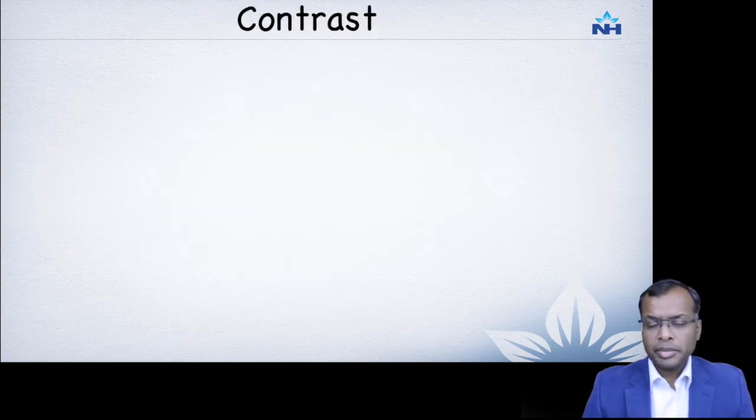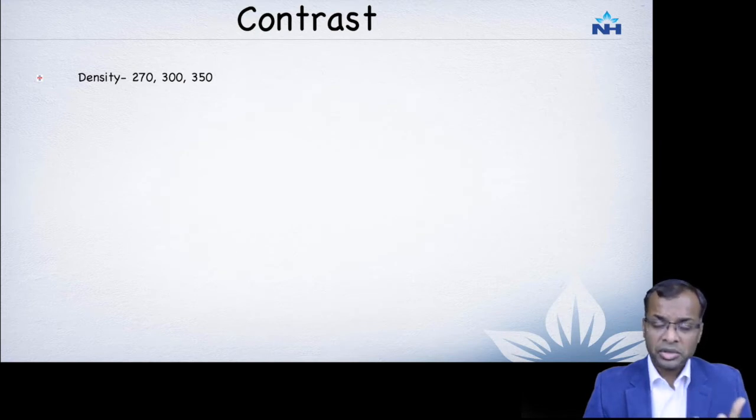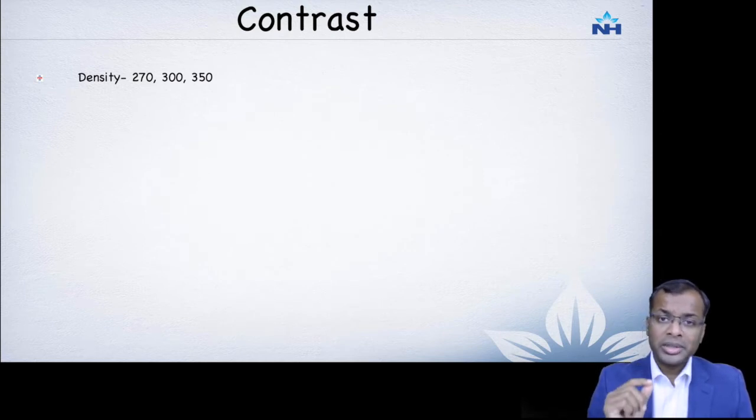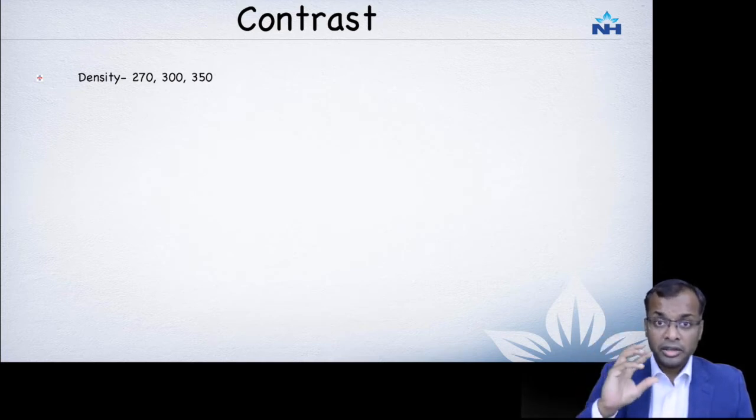The next important parameter which comes is contrast. We can have different densities of contrast: 270 or isoosmolar contrast, 300 or 350 density of contrast. Low density, if you use 270, you have to reduce the kV. By reducing the kV, the contrast versus noise resolution improves significantly at a low density of contrast.